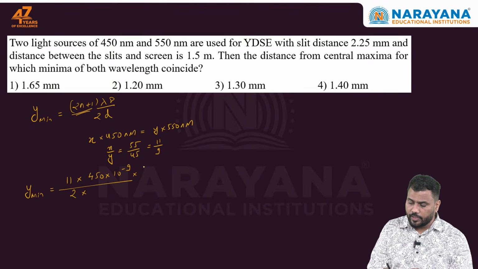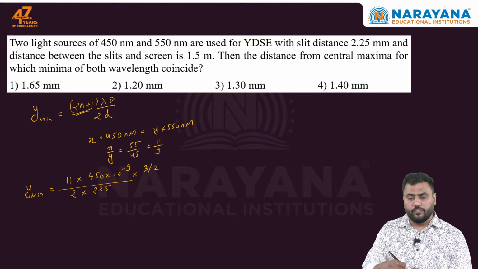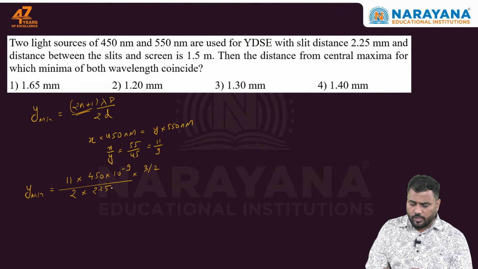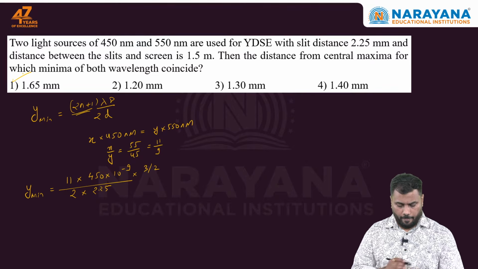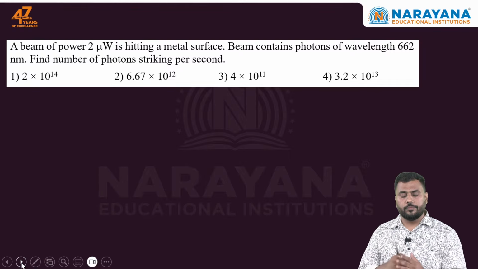Capital D is also given in the question, 3 by 2, and small d is 2.25. We can calculate this expression; it is very easy to calculate. 2.25 is 9 by 2, you can write 9 by 2 and solve, and after solving we are getting 1.65 mm. Let's go to the next question.